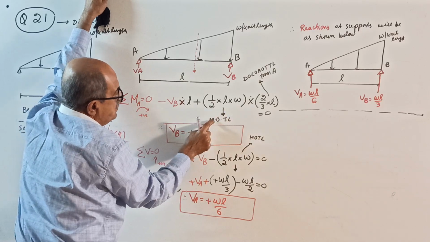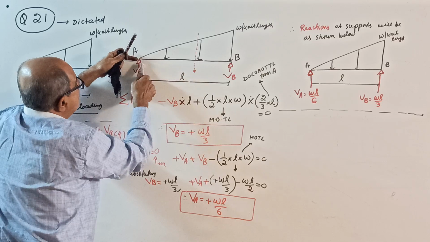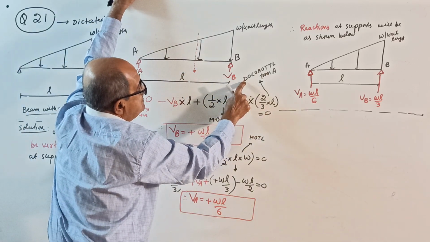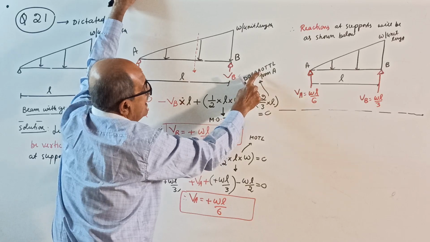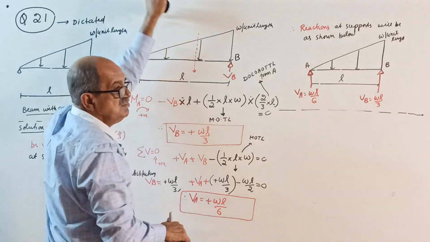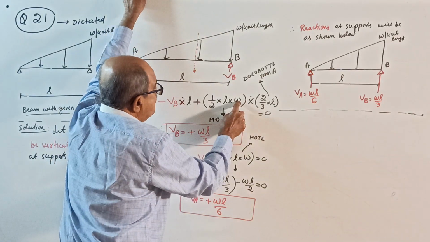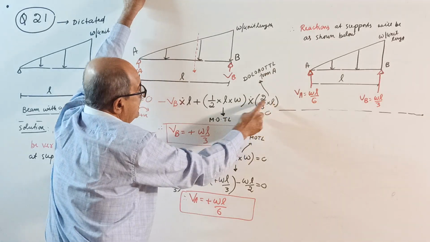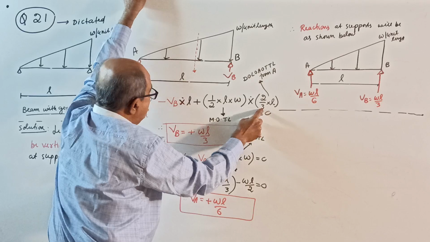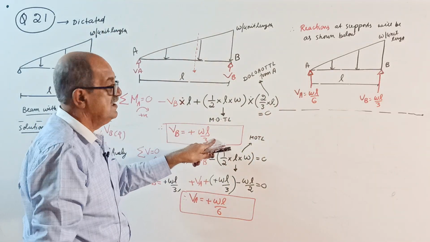See, magnitude of total load into, from A to this one, this distance is 2/3 of L. Distance of line of action of that total load from A. Next time I am not explaining. Equal to 0, WL into L, WL square. 2 will cancel. WL square by 3 divided by L, WL by 3 will be the answer.